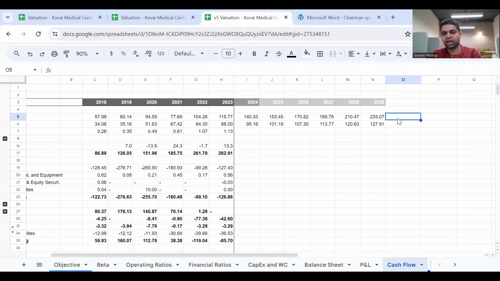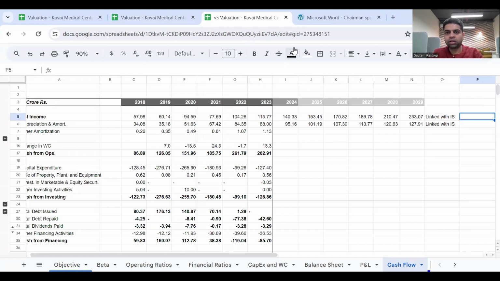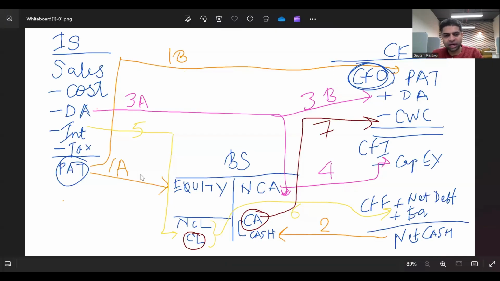And by the way, let's put our labels as well. So this is linked with the income statement. Let's put a label from. So PAT goes to equity, that 1A we have already done. PAT goes to cash flow of operations. So this is 1B. And depreciation goes to cash flows is 3B. So 1B and 3B. So those are two labels.